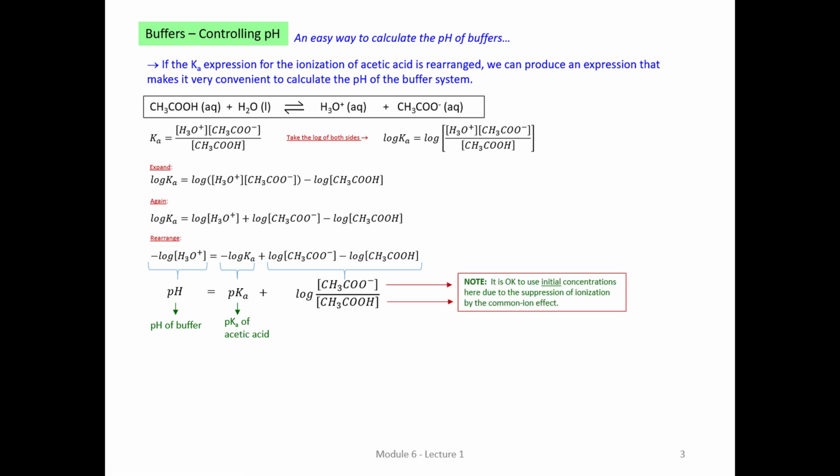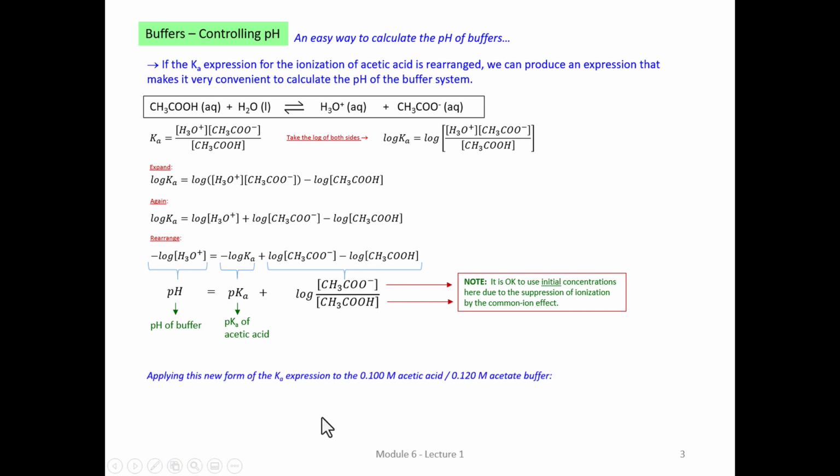And for the concentration of acetate and acetic acid, we can actually use their initial concentrations, because remember, in the presence of a large amount or a significant amount of added external acetate, the ionization of acetic acid is suppressed, and so the concentration of acetate is very close to what it started as, and so is the acetic acid, so we can put the initial concentrations in here.